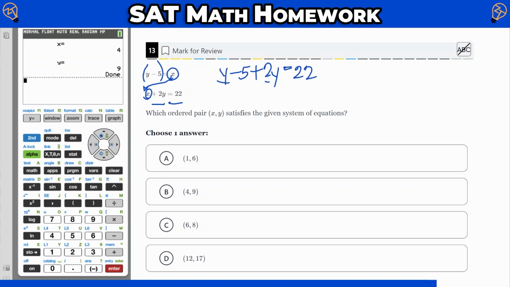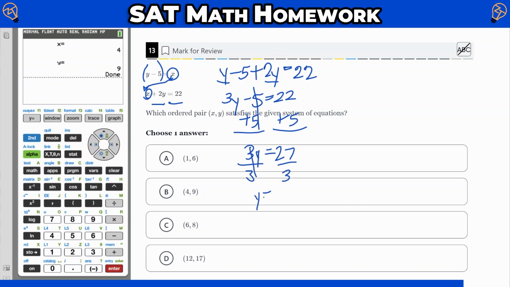I'm going to go ahead and combine like terms now that I've gotten it so that it's one equation, one unknown. And then I'm going to also add the 5 to the other side. I'll go ahead and do that on the next step just to make sure it's really clear. And notice we get 3y equals 27. And then we'll go ahead and divide by 3, and we get y is 9. Now, of the options here, the only one that has y equal to 9 is option B. So again, that's the correct answer.